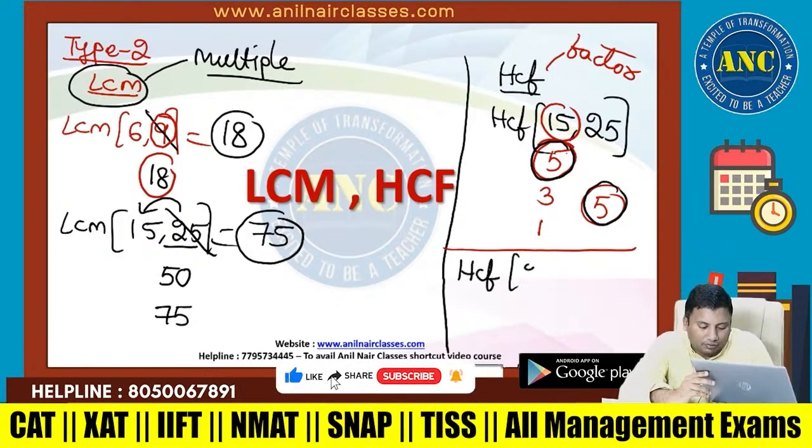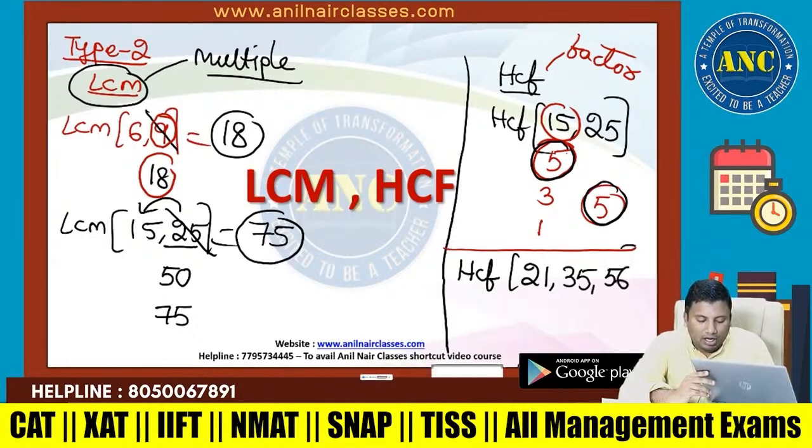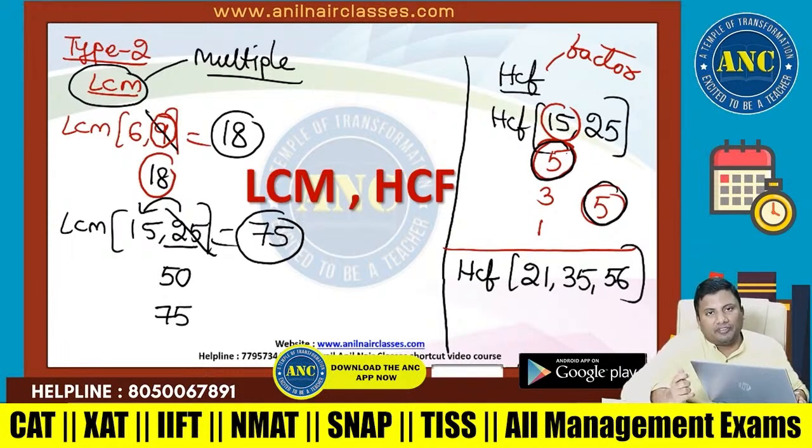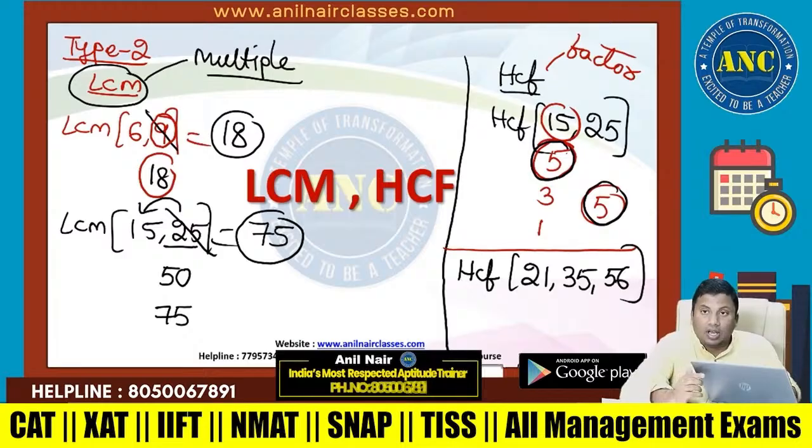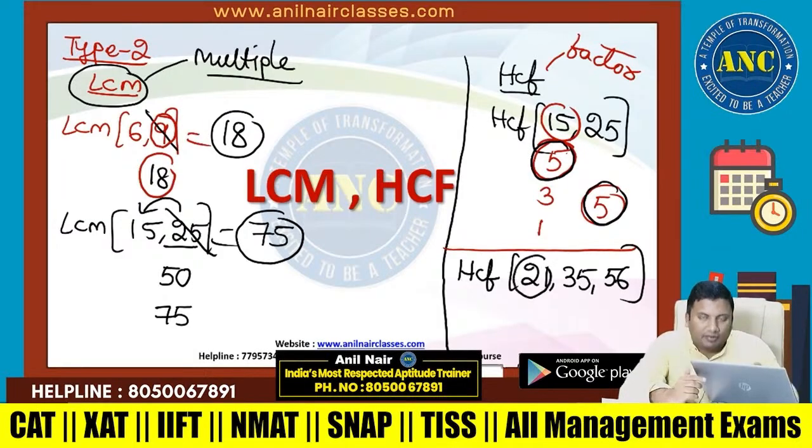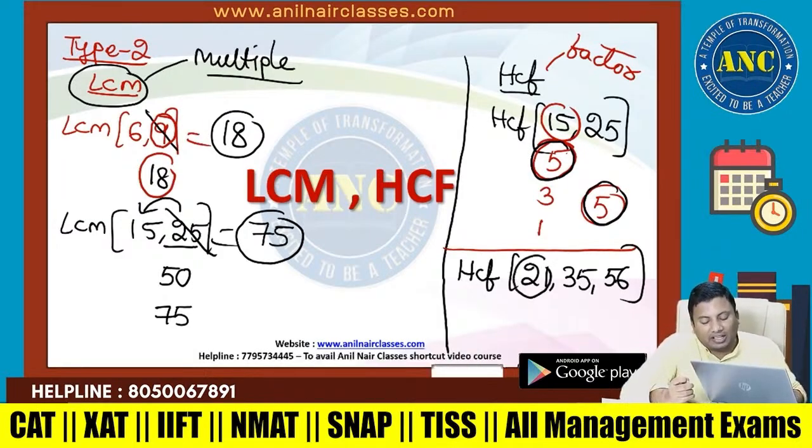HCF of 21, 35, 56. The lowest number is 21. Is 21 a factor of 35? No. Is 21 a factor of 56? No. Take the factors of 21.